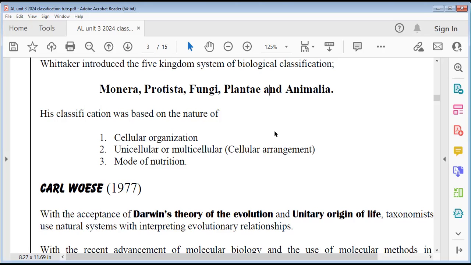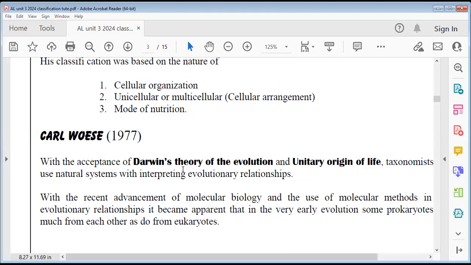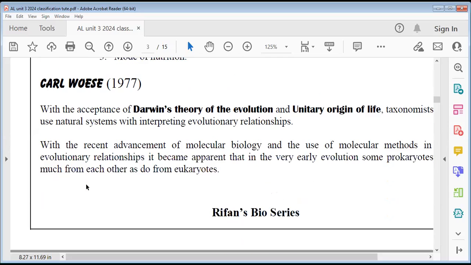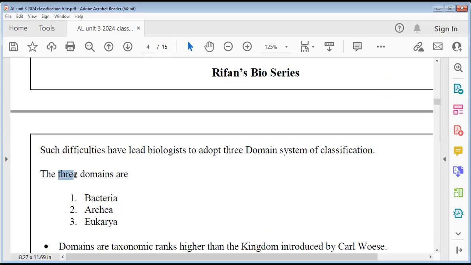That's the reality. If you come with small differences, the world will not easily accept you. If you want to show that you are unique, you have to come with bigger changes. Then the world will accept you. That's what Carl Woese did. He is very famous for his three domain classification. The taxon called domain was introduced by him, which was not there until that moment.